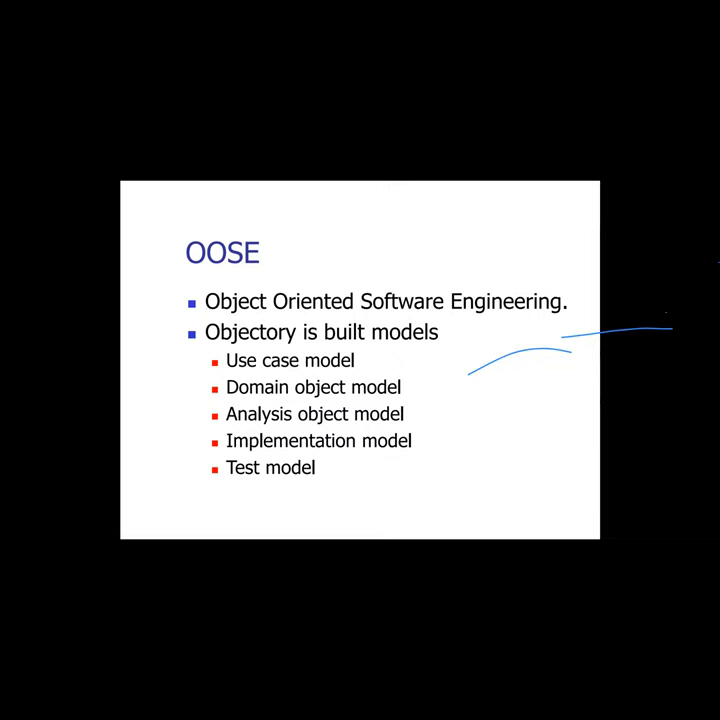You know, we talk about industrial Internet of Things, industrial engineering, or Industry 4.0, 5.0. So, standardized, international standard projects. That is called Objectory, which builds models. In Objectory, they are proposing use case models, domain object models, analysis object models, implementation model, and test model. So the OOSE is based on use case models. It mainly focuses on use case models.